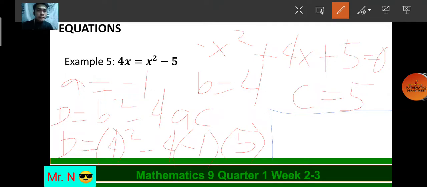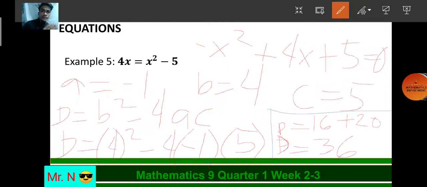So solve na lang natin yan. So we'll have d is equals to 4 squared, that's 16, and negative 4 times negative 1, that's positive 4, and positive 4 times 5, that's positive 20. Right? So we will have now 16 plus 20, and that will be 36. So we have d equals to 36. So therefore the discriminant is 36. Okay? Positive. So greater than 0. The discriminant is greater than 0.